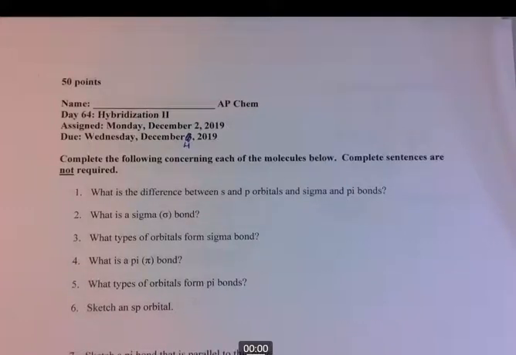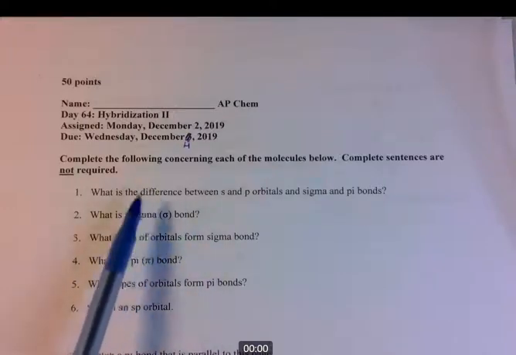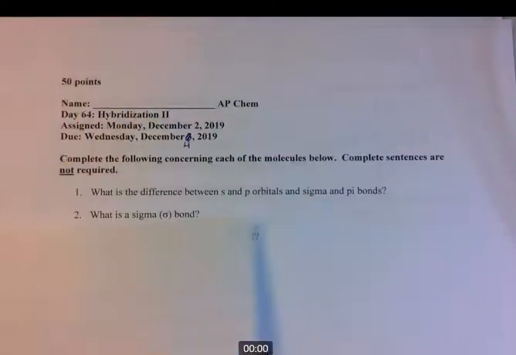Okay, AP Chemistry, this is your day 64 assignment, the day right after Thanksgiving break. It's on hybridization, and it's a fairly long assignment in terms of number of questions, so I'm not asking that you answer everything in complete sentences. The first 6 questions I would like you to answer in complete sentences, and it might even take a little more space than I gave you here, so I'm going to do it on line paper to write out a thorough answer for you.